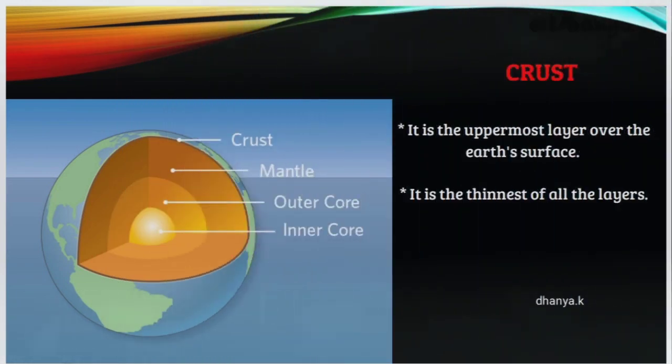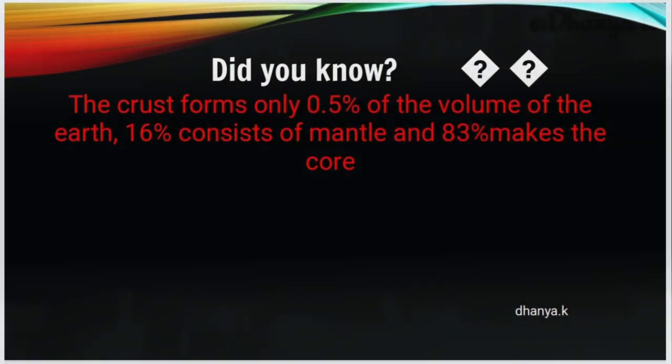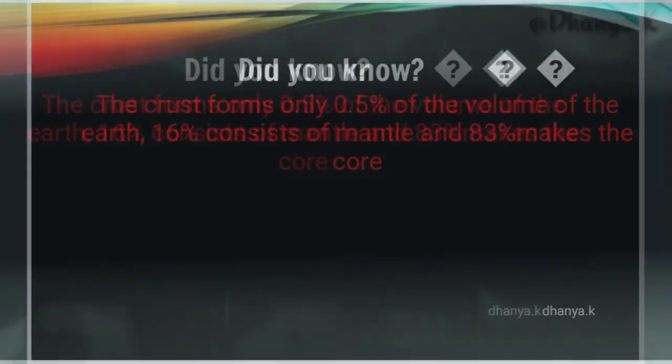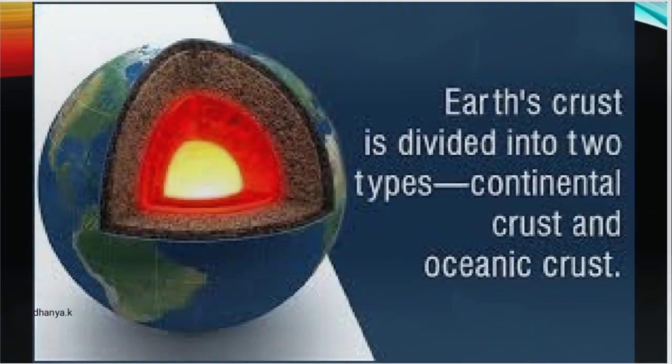The outermost layer over the earth's surface is called the crust, and it is the thinnest of all the layers. Do you know the crust forms only 0.5% of the volume of the earth? 16% consists of mantle and 83% makes the core. This layer can be classified into oceanic crust and continental crust.